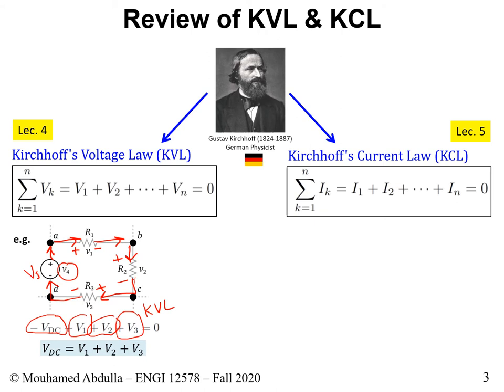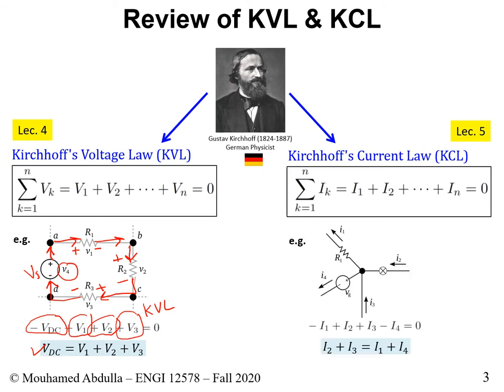So in fact, you could rearrange it. Since minus VDC will be a negative value, you could just take it on the other side. And this is really what you get through KVL. Okay, so we could kind of show something related to KCL here.